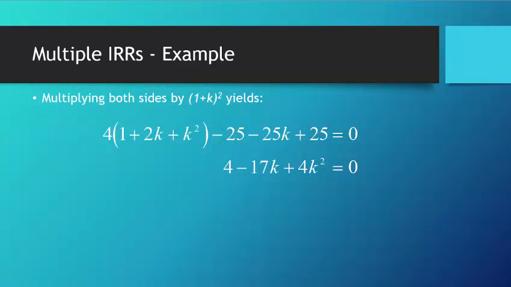So in the ones place, without any k's, I just have the 4 times 1, or the 4. Then in the k's, I have, let's see, the 4 times 2k, that's 8k, minus 25k, which gives me minus 17k. And in the k squareds, I just have the positive 4 times k squared. So I get 4 minus 17k plus 4k squared equals 0.